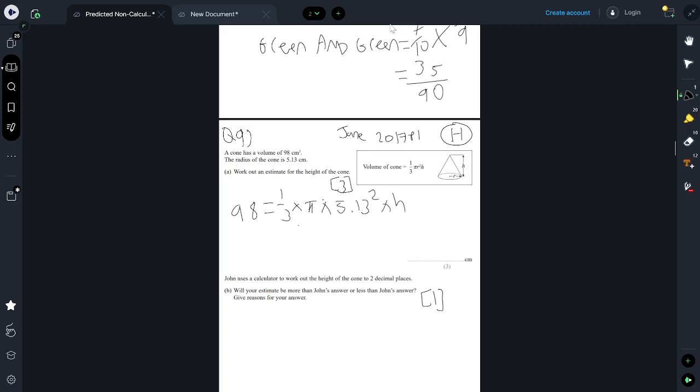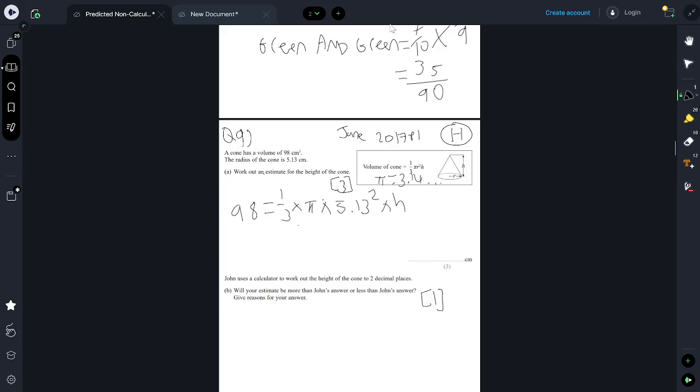However, it says to estimate, and without a calculator you won't be able to work any of this out. You don't know what pi is, or what 5.13 squared is. They're awkward numbers, okay? So we need to estimate these values, picking sensible approximations for 98 and pi and 5.13. Now, they don't tell you what pi is, but you really should know. Pi is 3.14 something. It won't say on the front of the paper, but you should know that. It's 3 point something.